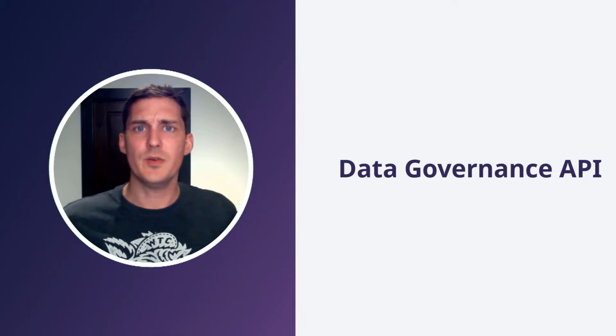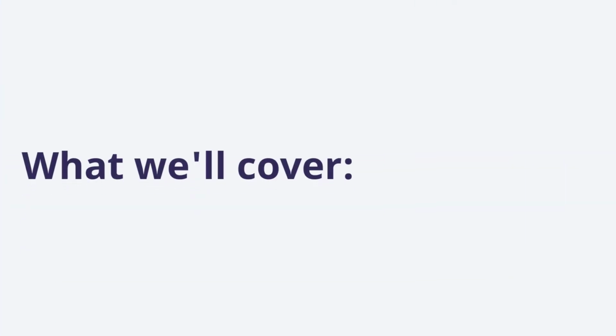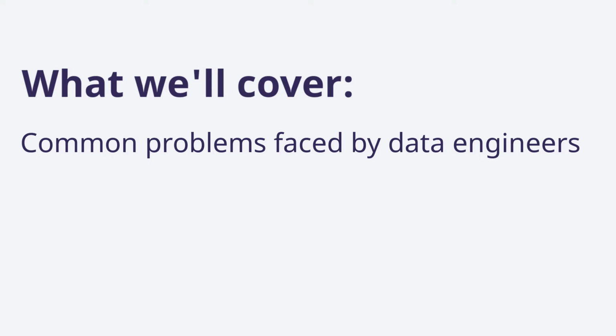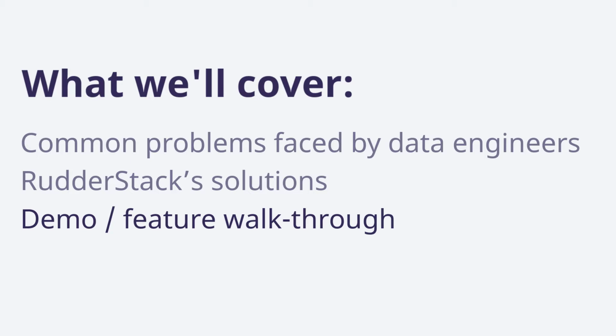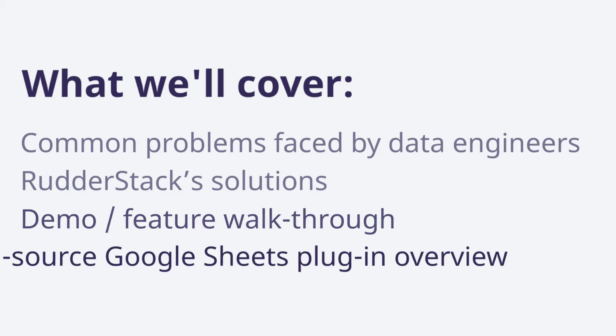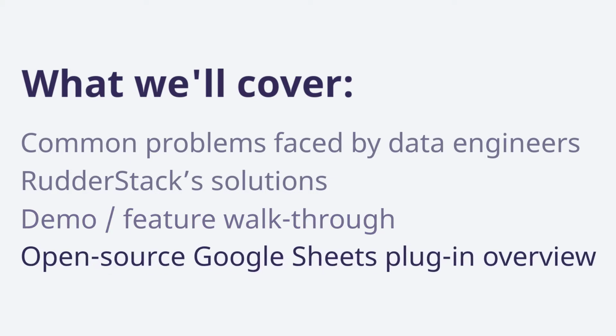Here's a quick overview of what we're going to cover. First, we'll talk about a few common problems that data engineers and developers face related to maintaining clean customer data, and how we've worked with our customers to build API-first solutions to those problems. Then, after a high-level explanation of what the Data Governance API is, we'll jump into a demo of the API with a real-world example. Lastly, we'll take a quick look at an open-source Google Sheet plugin that one of our users developed so they could better collaborate with product managers on schema management.